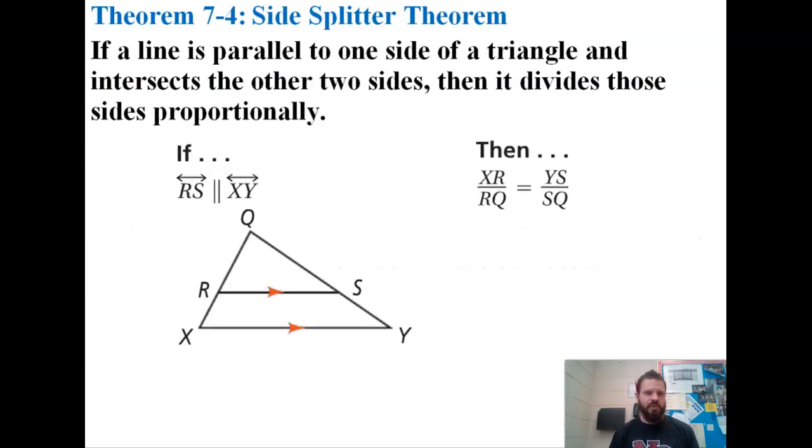Alright, the side splitter theorem says that if a line is parallel to one side of a triangle and intercepts the other two sides, then it divides those sides proportionally. Okay, so in other words, if I have a segment running through a triangle parallel to one of the sides of the triangle, it's going to split these sides proportionally, as in QR over XR, that ratio, that fraction, will be equal to QS over SY.